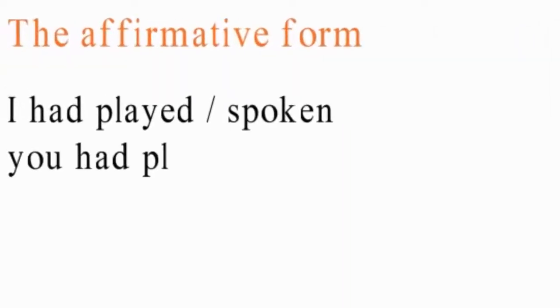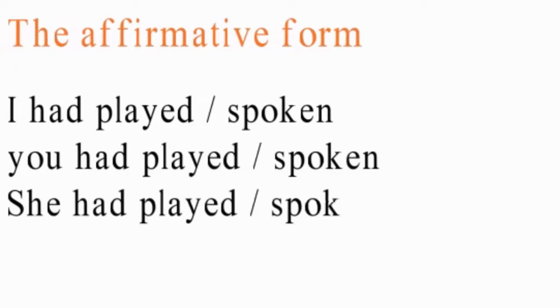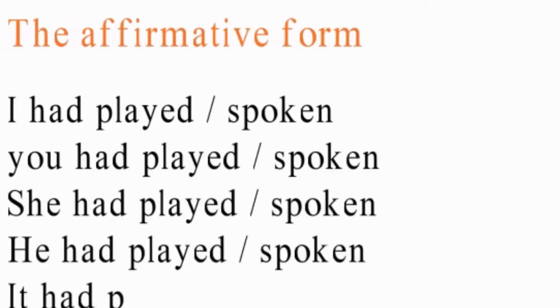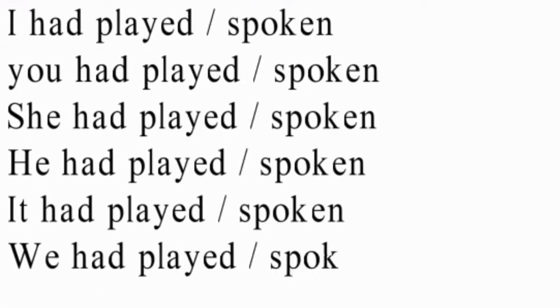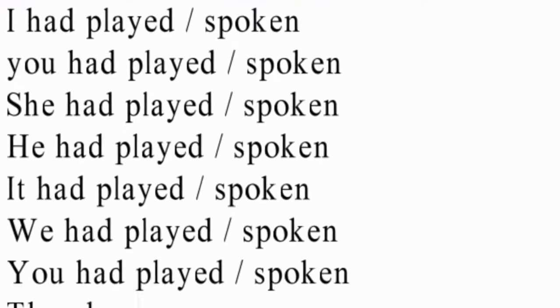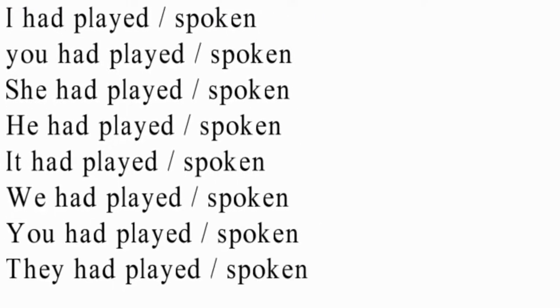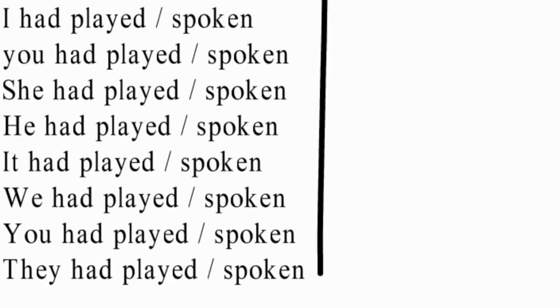Let's have a look at the affirmative form of the past perfect simple. I start with the regular verbs which finish with ed. You can say I had played, you had played, she had played, he had played, it had played, we had played, you had played, and they had played. In the case of irregular verbs, we have here the example of speak. We can say I had spoken, you had spoken, he, she, it, we, and they had spoken.